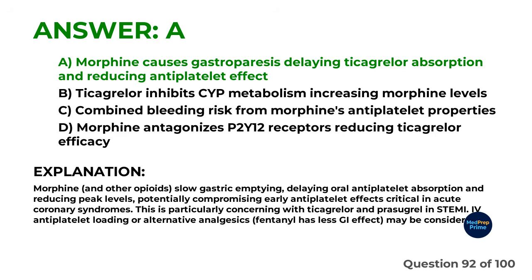Ticagrelor doesn't inhibit morphine metabolism. Morphine doesn't have antiplatelet properties or affect P2Y12 receptors. This interaction has clinical implications in ACS management.